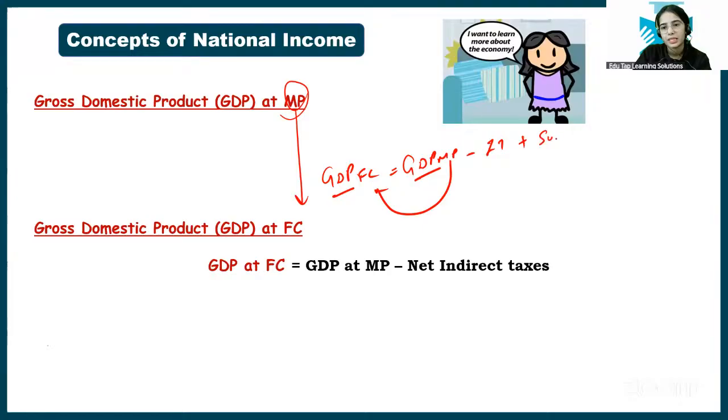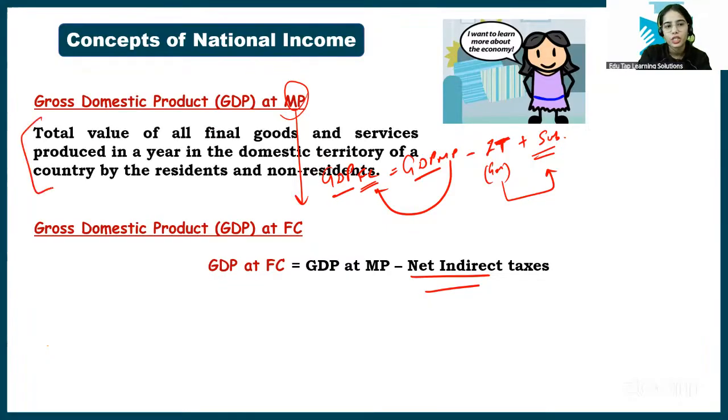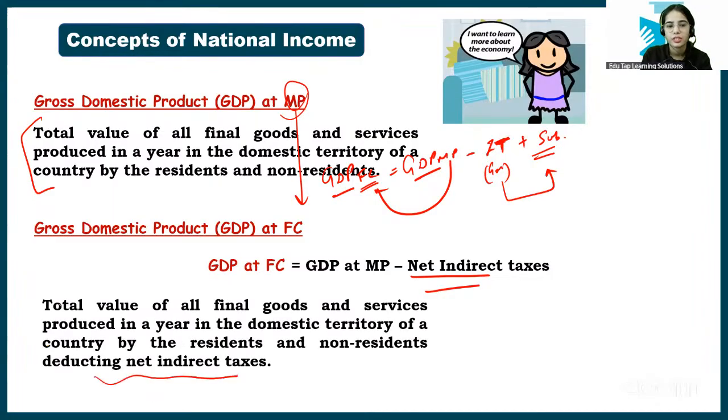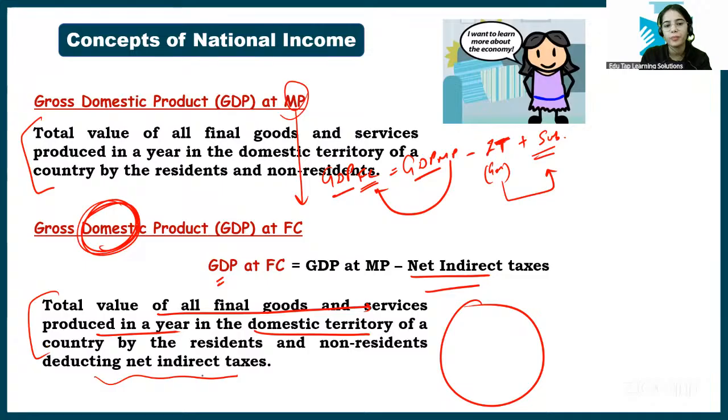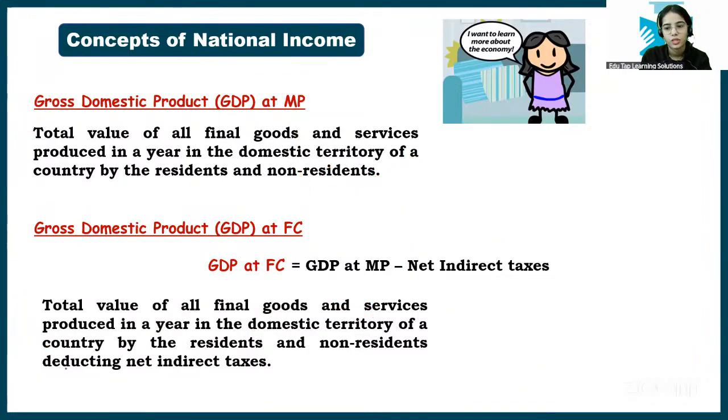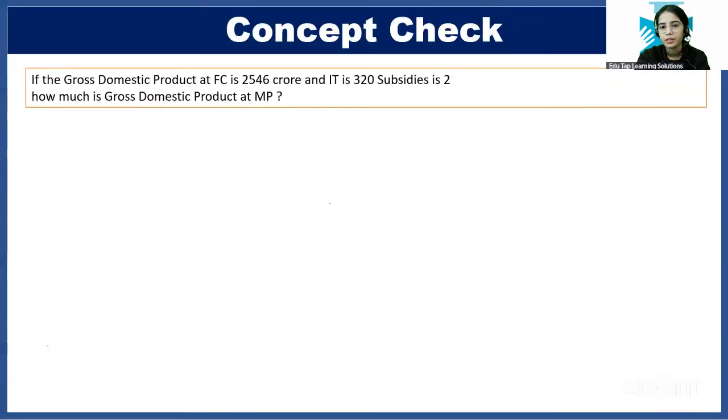Add the subsidies. In the factor cost, there are no indirect taxes going to the factors of production because they go to the government. So deduct the indirect taxes, add the subsidies. So deduct the net indirect taxes. Basically, we can use the definition of GDP at MP and just deduct the net indirect taxes. So it is the total value of all final goods and services produced in a year in the domestic territory, whoever is producing it, because it is a domestic product, deducting the net indirect taxes. Chalo. Clear? GDP at MP and GDP at FC we have covered. Now try to answer this question.